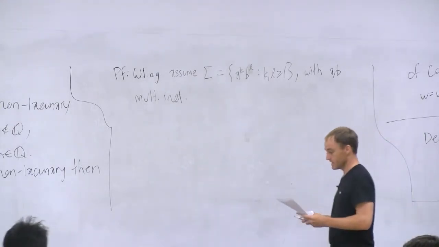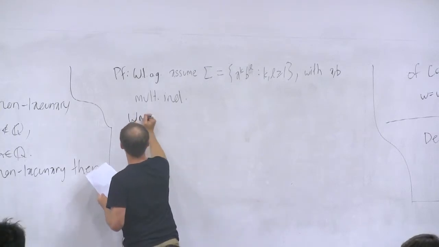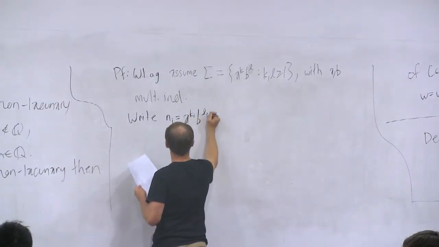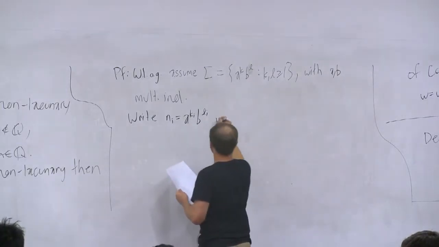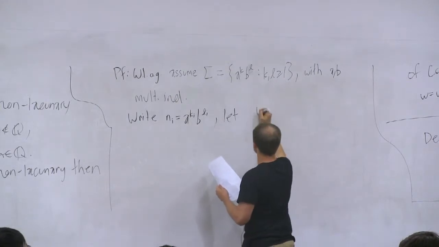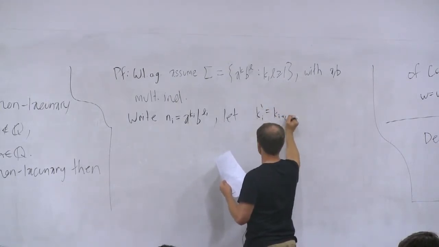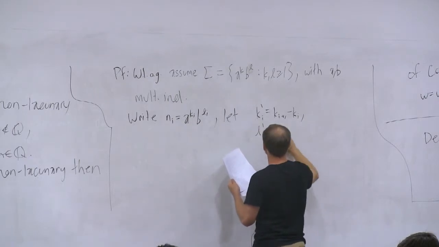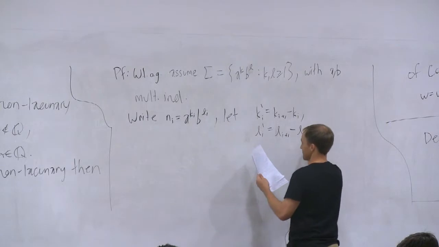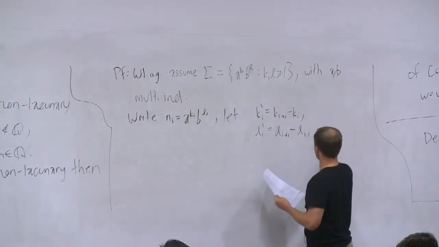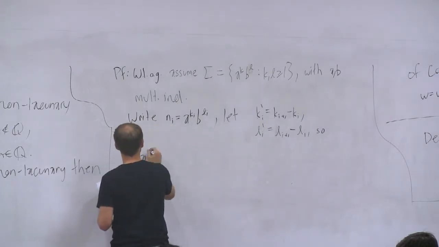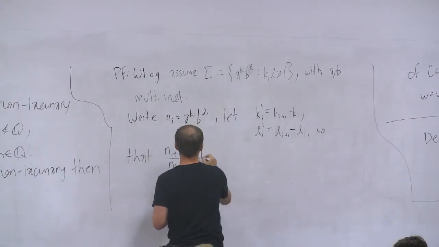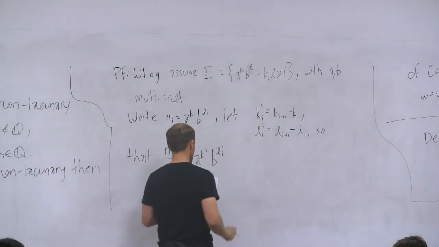So let's try and do this. Now, let's write the ith integer, ni, as a to the ki times b to the li. OK? And I'm just trying to introduce a little bit of notation here. Let's write ki prime for the difference between the i plus first exponent and the ith exponent. And let's write li prime for the difference between the li plus 1 and the li. OK. Well, then, when I look at ni plus 1 divided by ni, I get exactly a to the power ki prime times b to the power li prime. Agreed? That's just from the definitions.